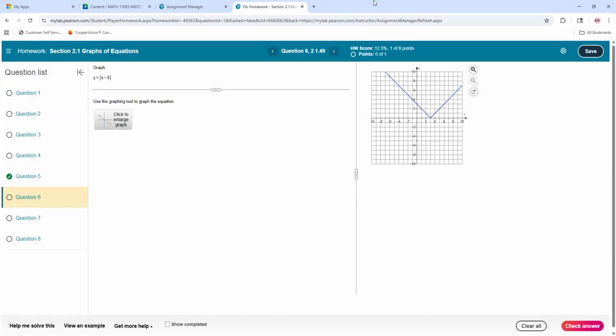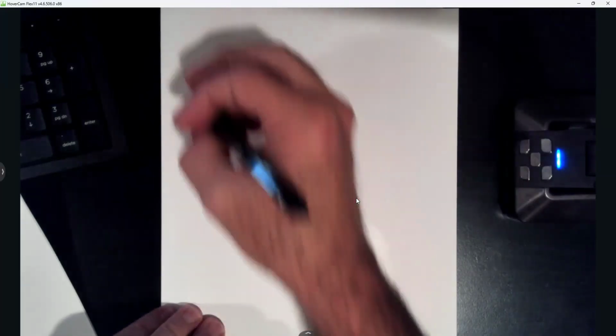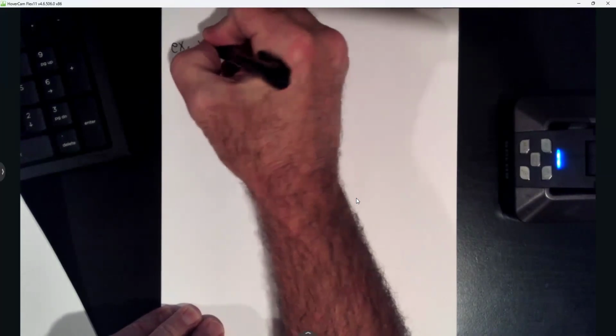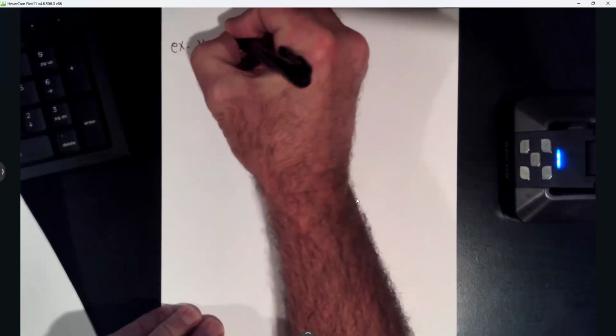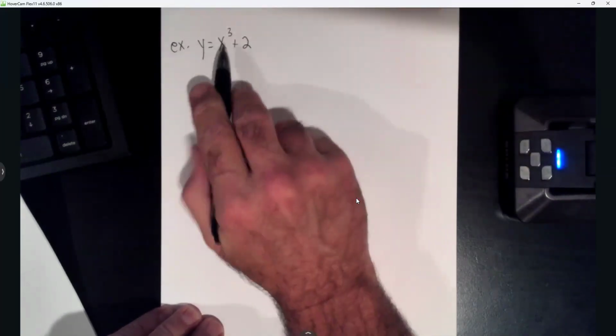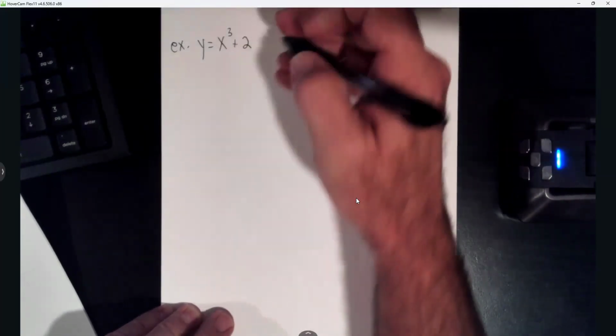All righty, y'all, back to the pad. All right, so absolute value. So y'all, I just got one more style for you. And then the last one, number 8, is just like the x squared ones. So let me try this one first. X cubed plus 2. That is a cubic graph.